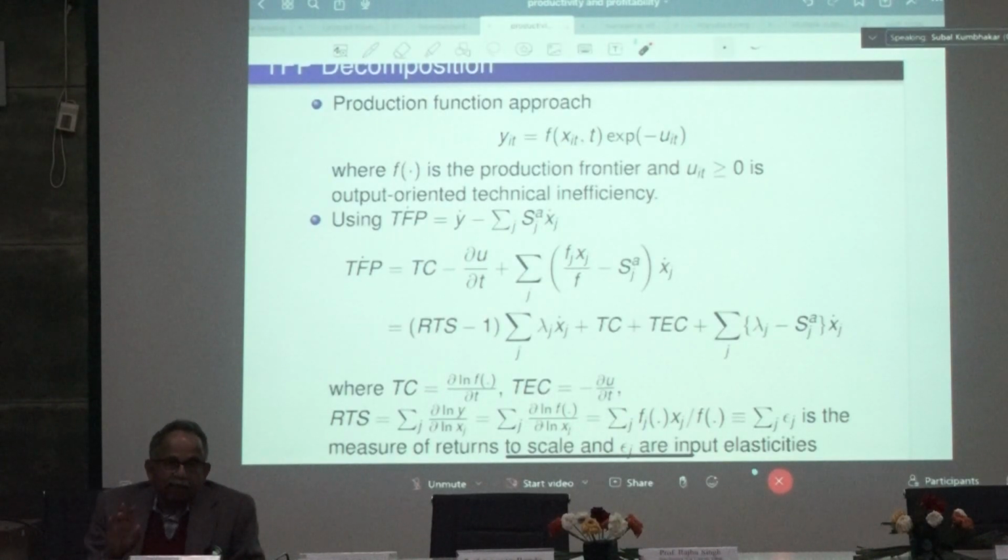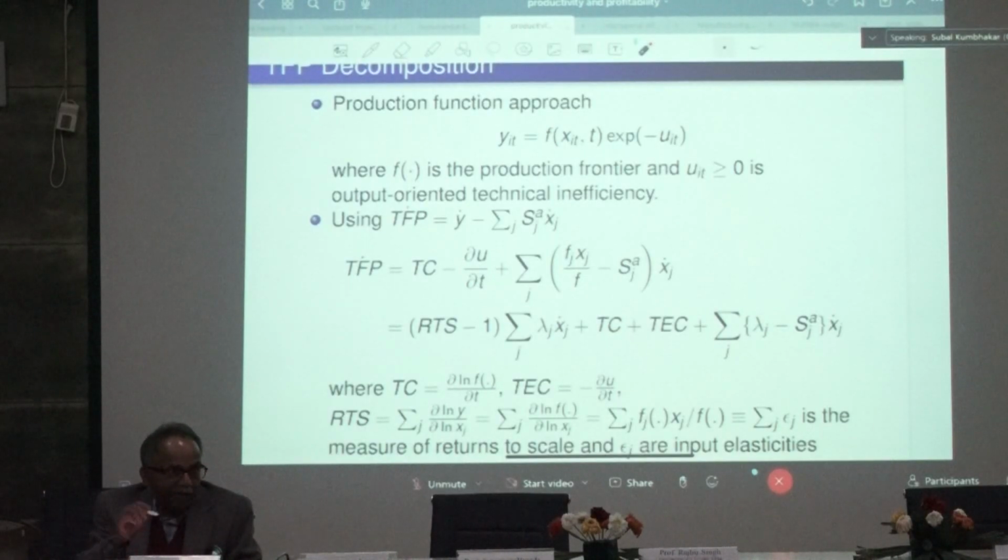So what is happening is that in order to figure out the different components of TFP change, we have to estimate either a production function or a cost function. I have not defined a cost function, which I will do later today. So let's just start with the production function. You have seen this before, but let me repeat it. So we have two subscripts, i and t.